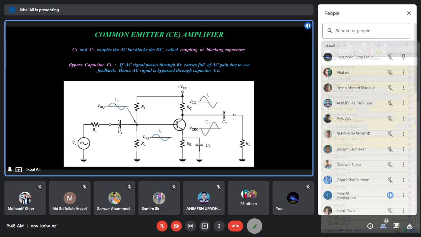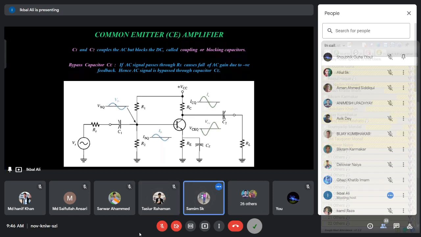But today's discussion is a little bit different from that one. I hope that you are getting the slides. Can you see the slide clearly? Common emitter amplifier we have discussed in earlier classes. Are you getting these slides? Okay, am I audible to everybody?